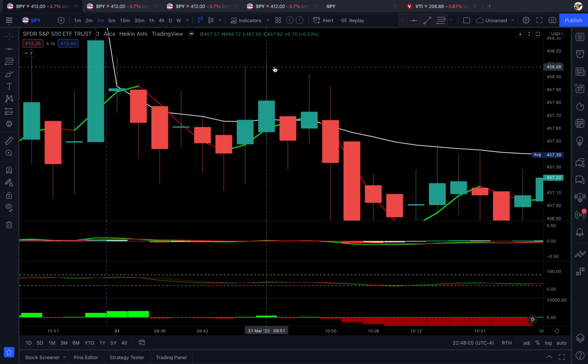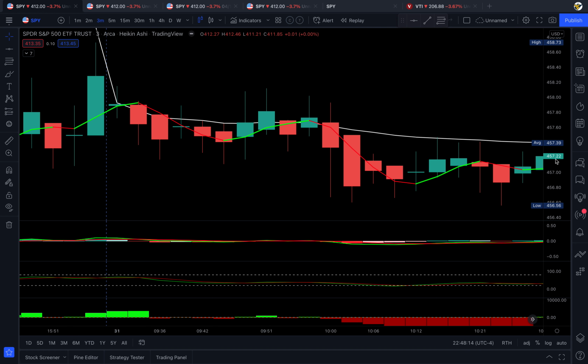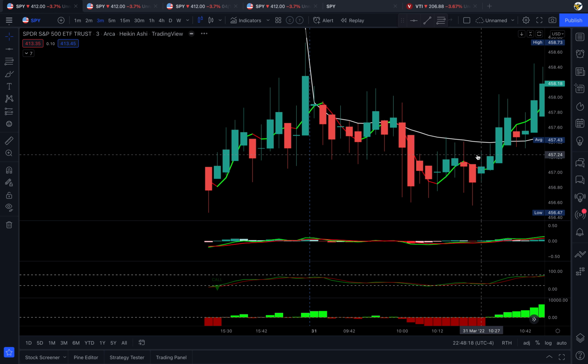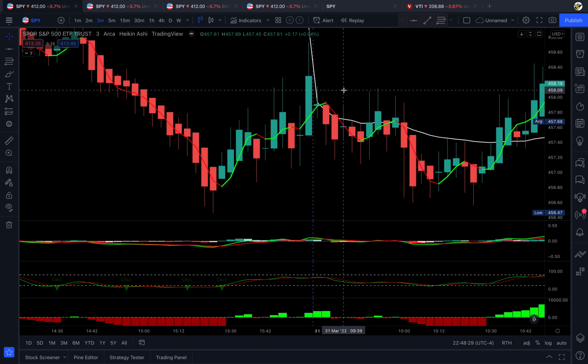So that's the whole idea of the ORB strategy: after that first candle forms, you take the second candle. If you really wanted to add more to the strategy itself, you can say that that candle has to open outside the previous day's low or high.